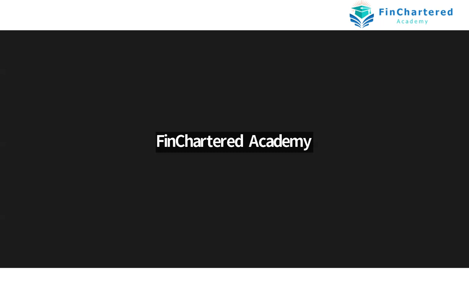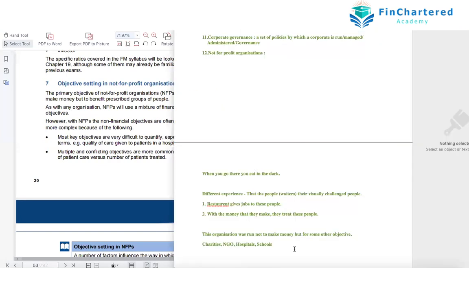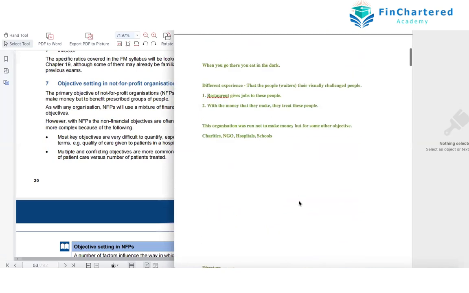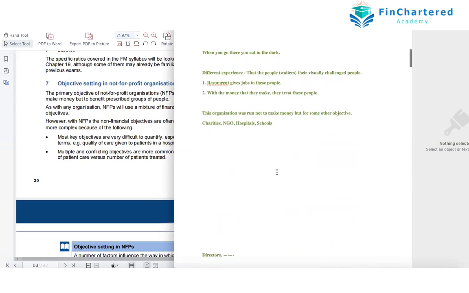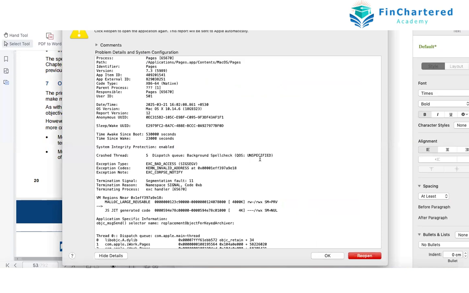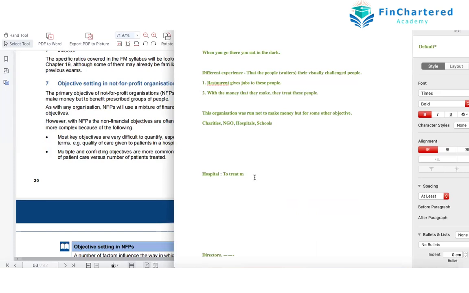Okay, so as I was saying, not-for-profit organizations have multiple objectives, right? For example, for a hospital, what would be the objective of a hospital? To treat patients. What is happening? To treat patients, right? To spread awareness about diseases.